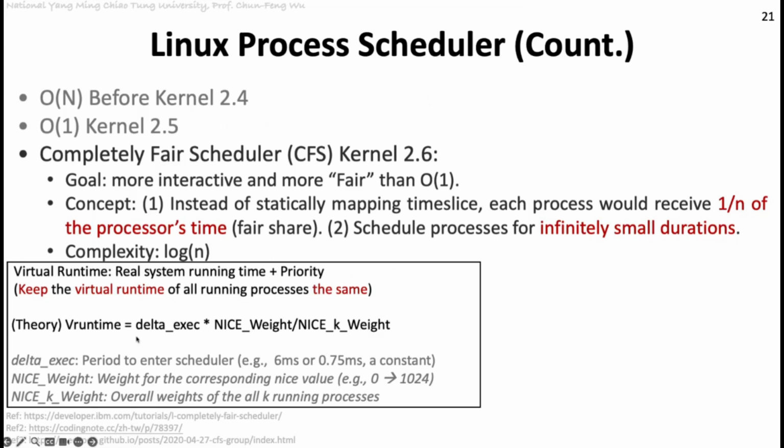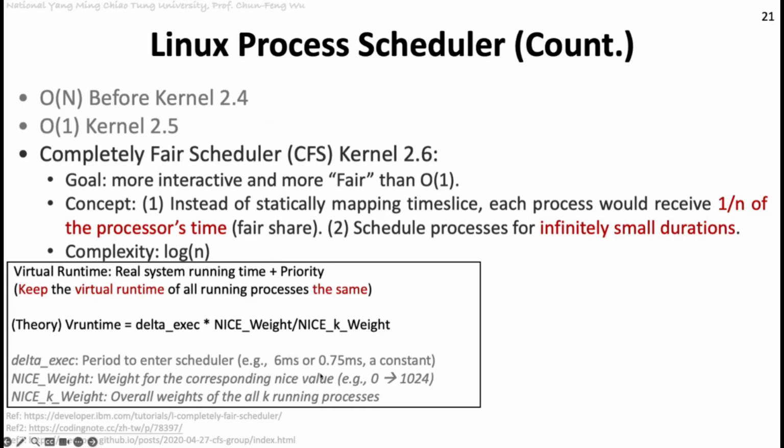I mean, delta execution is the period to enter the scheduler. As I said, if there are 10 processes, you can say I want to reschedule each 1 second. This is called the delta execution. So we have n processes, and we are going to reschedule them in how long. And in Linux, this is a constant, usually 0.75 milliseconds or 6 milliseconds. So for each 6 milliseconds, no matter how many processes you are running in the system, they need to be rescheduled again.